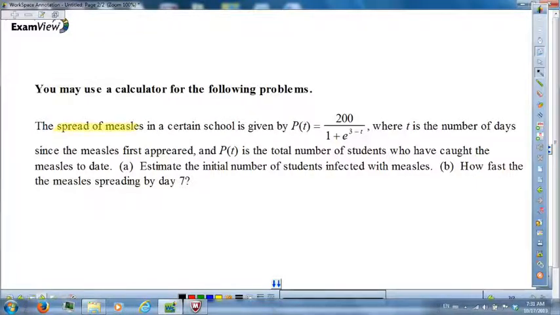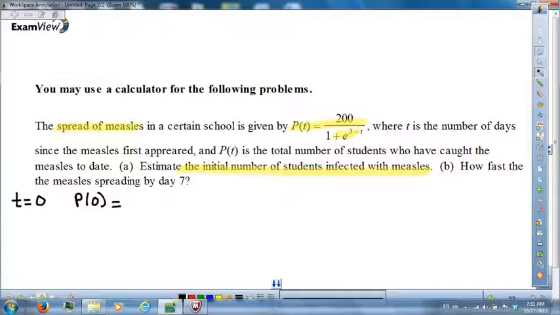So we're given that the spread of measles is given by this equation. We want to estimate the number of students infected with the measles. So that means that at the beginning, we're going to call this time equals 0. So what we're trying to find is P of 0, because that would be the initial number.